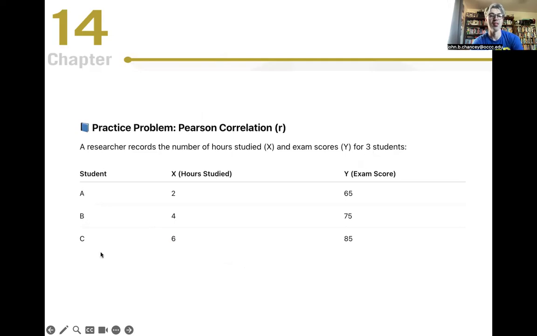We have A, B, and C. And here are their scores for both variables. Student A studied for 2 hours and got a 65. Student B studied for 4 hours and got a 75. Student C studied for 6 hours and got an 85.